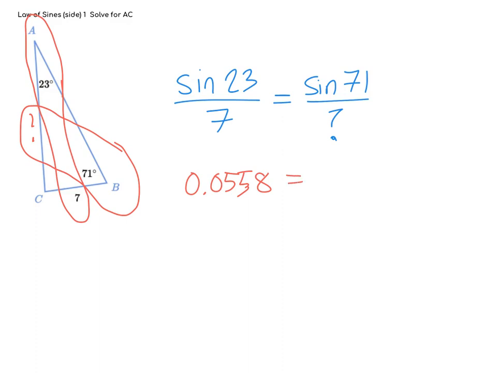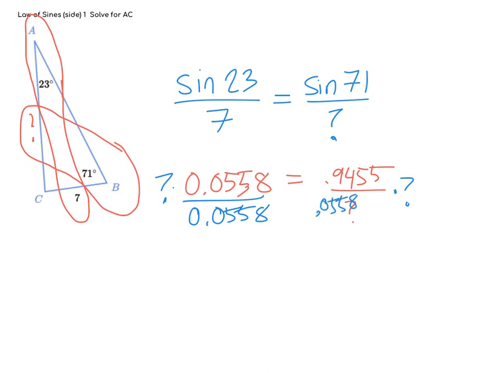And on the other side, we've got sine of 71. And that'll give us 0.9455 divided by question mark. To get the question mark out of this problem, let's multiply both sides by question mark. And then to get question mark by itself, we're going to divide by 0.0558.